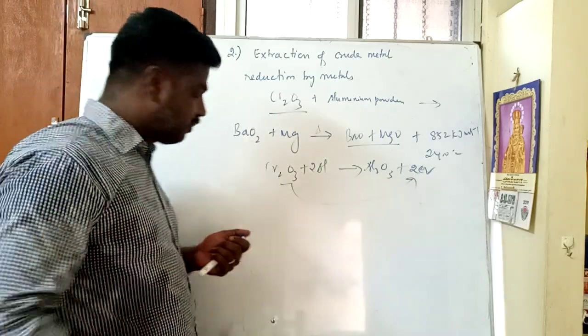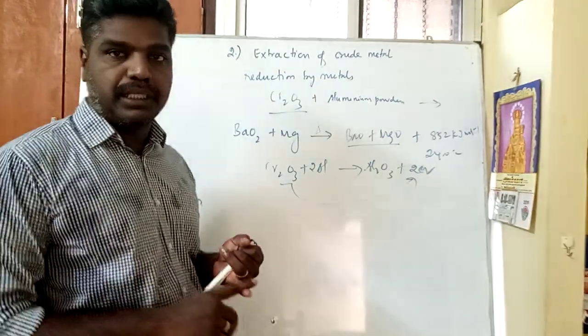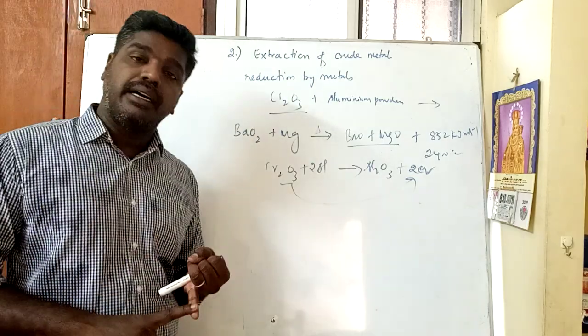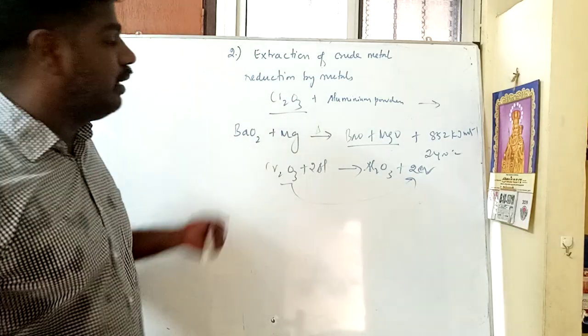Next, smelting is also one of the processes. The electrolytic method is also one of the processes, along with reduction by carbon, reduction by hydrogen, and reduction by metals.